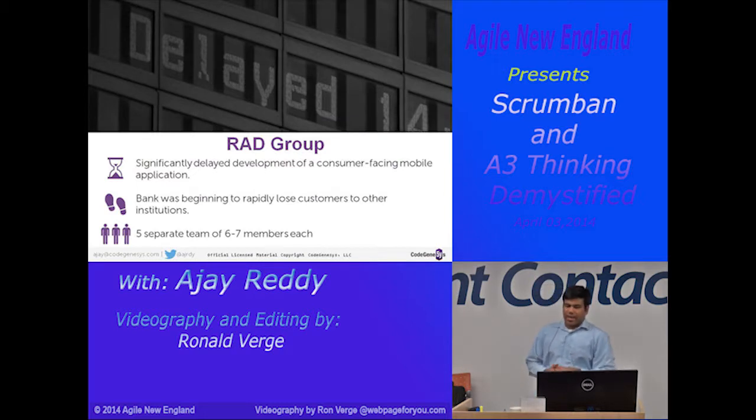The group that we're going to look at is called the RAD group. The RAD group was particularly responsible for delivering a consumer-facing mobile application. There were 5 teams, 6 to 7 classic Scrum teams, and we're going to see how they use Scrumban in their context.